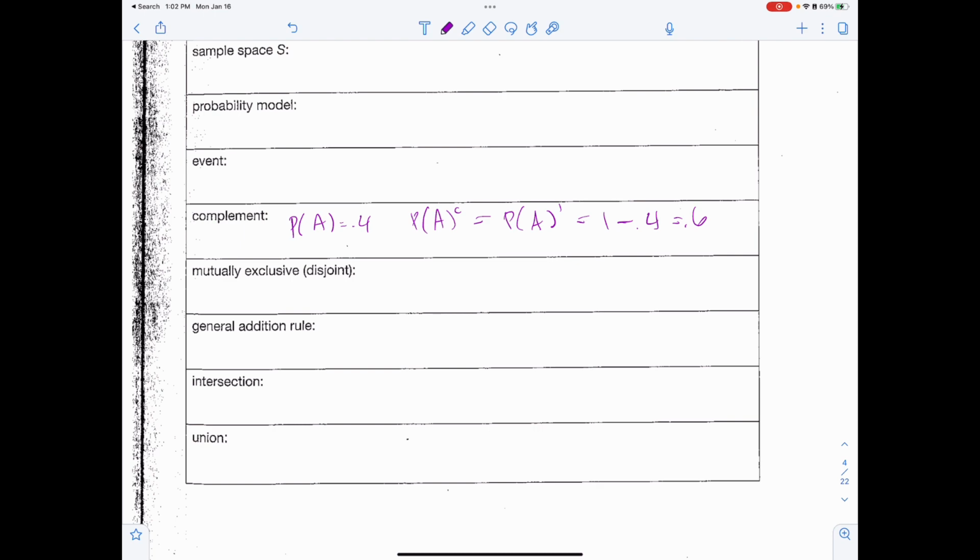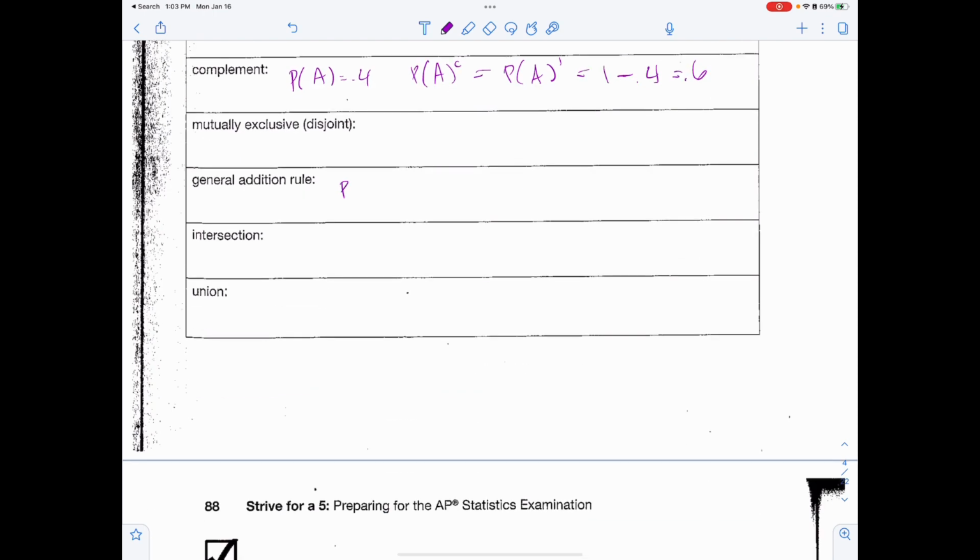We talked about disjoint. The general multiplication rule is the probability of A given B is the probability of A and B over the probability of B. And for the probability of A or B, it's the probability of A plus the probability of B minus the overlap, A and B. So these are the general rules. This one's multiplication, this one's addition, but it doesn't matter, it's just a general rule.